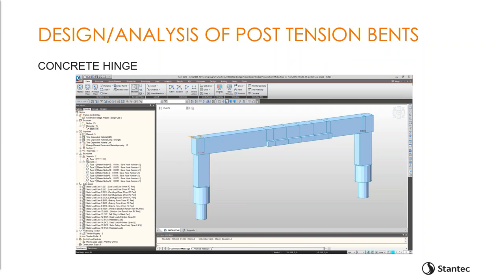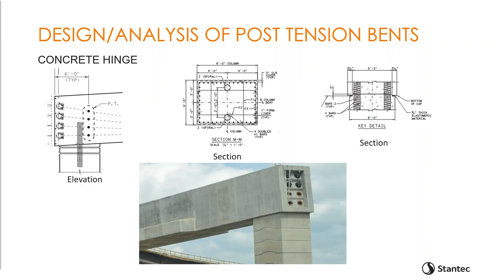So, concrete hinge. Another critical detail in designing post-tension straddle bents is the connection between the post-tension cap and column. We analyze this connection as a hinge, and typically we have modeled it using elastic links in MIDAS by releasing the moments in the Y direction, which is perpendicular to the cap, as it's free to rotate in that direction. Here are a few cross sections and elevation views of the concrete hinge used in straddle bents. We have used this hinge detail on various projects.